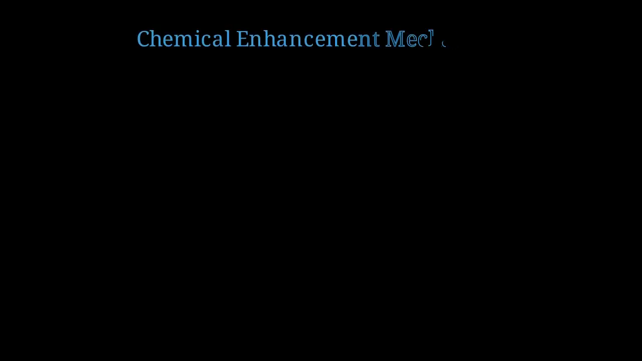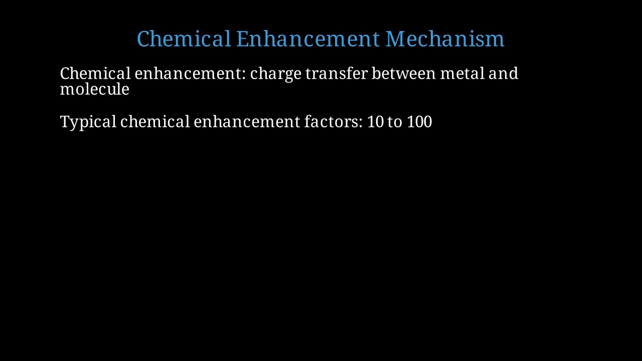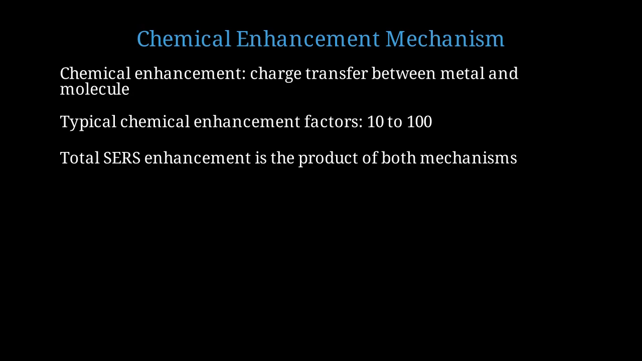There is also a secondary mechanism called chemical enhancement, which contributes additional enhancement. Chemical enhancement arises from charge transfer interactions between the metal surface and the adsorbed molecule. This modifies the molecular polarizability. Chemical enhancement typically provides factors of 10 to 100, which is much smaller than electromagnetic enhancement, but still important for certain molecules. The total SERS enhancement is the product of both electromagnetic and chemical enhancement mechanisms working together.